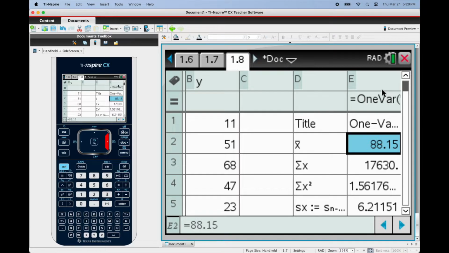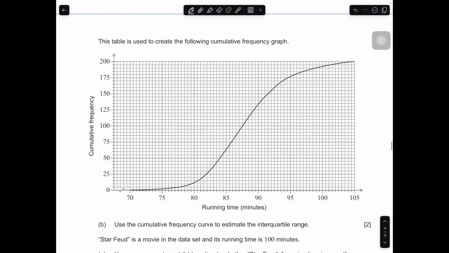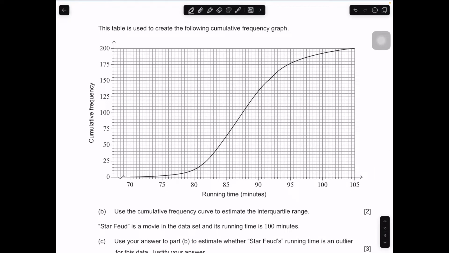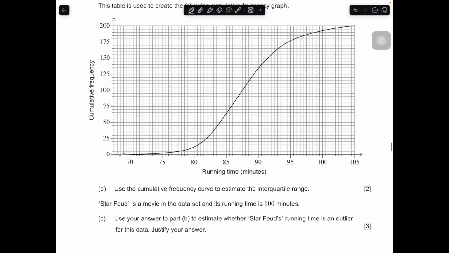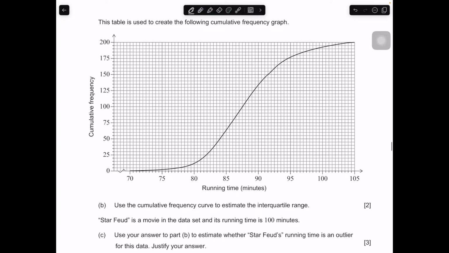Okay, let's go back to the document and go on. All right, so we have this table is used to create the following cumulative frequency graph. Use the cumulative frequency curve to estimate the interquartile range.